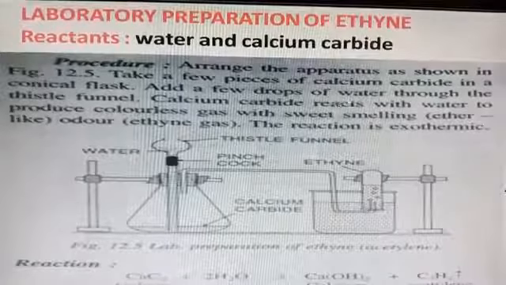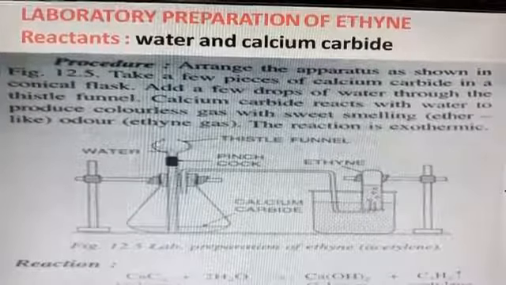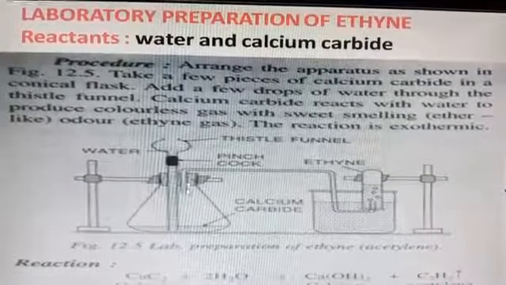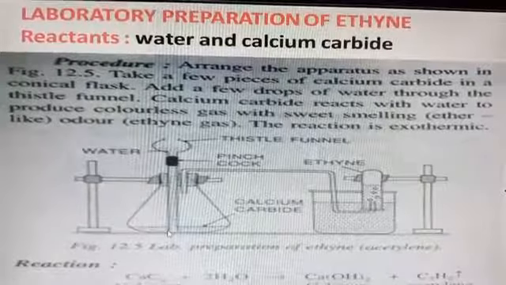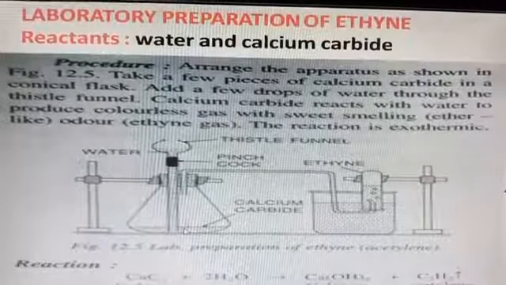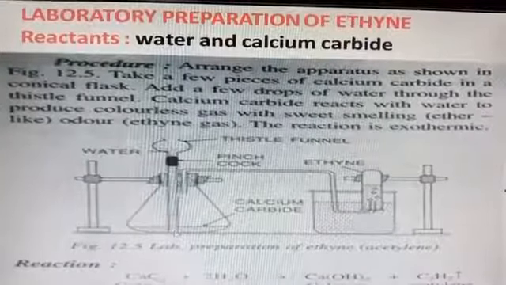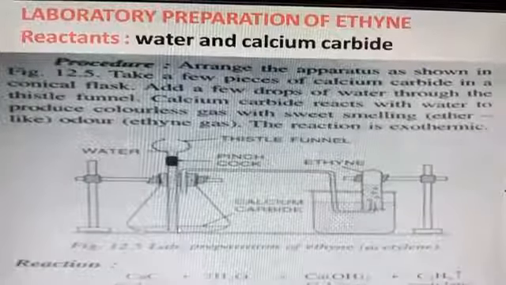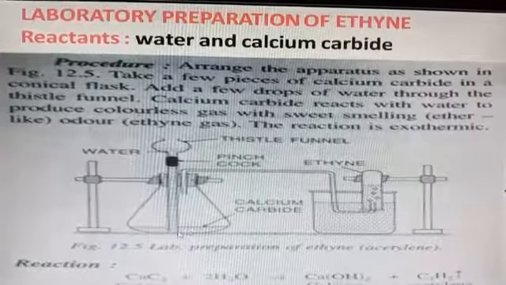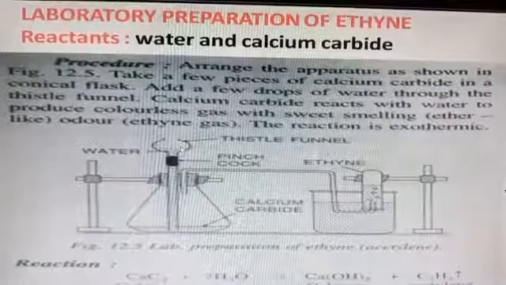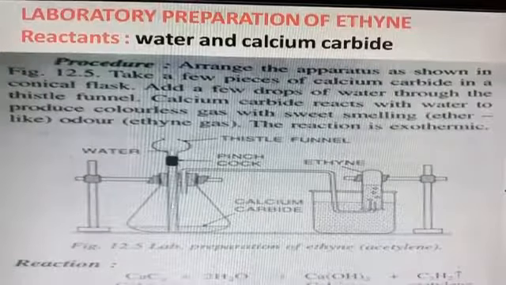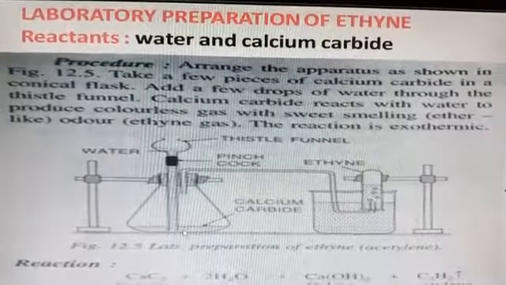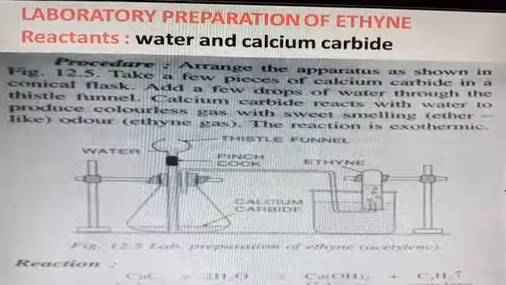Add a few drops of water through the thistle funnel. This funnel is named the thistle funnel. The thistle funnel must be immersed inside water so that the gas does not leak out of this funnel. So why is the thistle funnel dipped inside water? So that the gas so formed may not escape out of this thistle funnel, because of which this funnel is immersed inside water. So add a few drops of water through the thistle funnel.